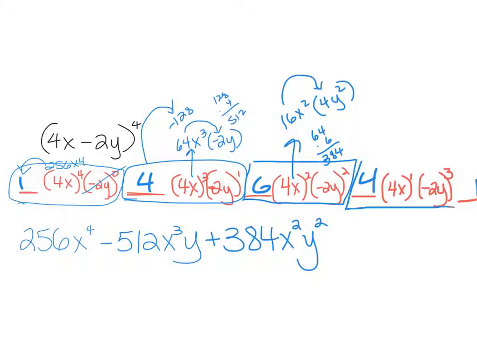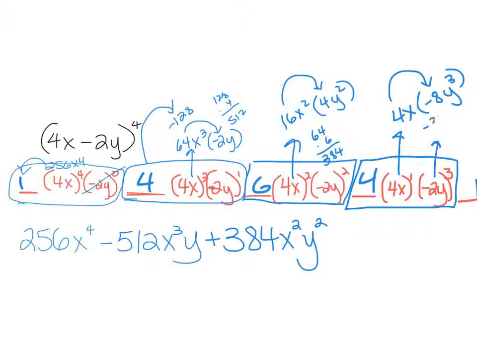Then I go to the next group. This is just a positive 4x. Negative times a negative times a negative is a negative 8y to the 3rd. 4 times negative 8 is negative 32. Times 4 is negative 128x y to the 3rd.